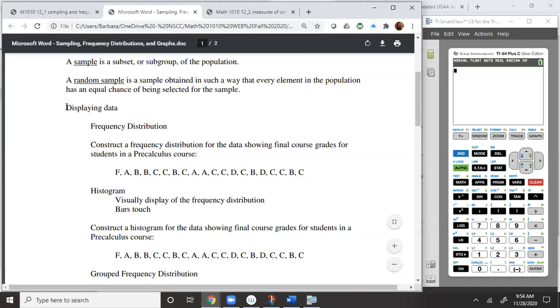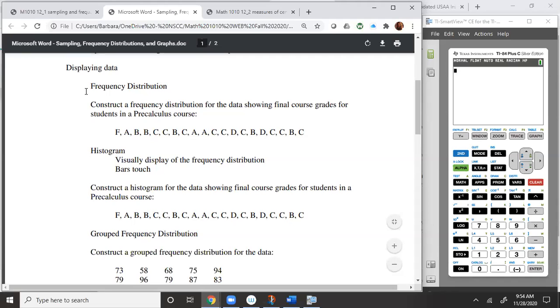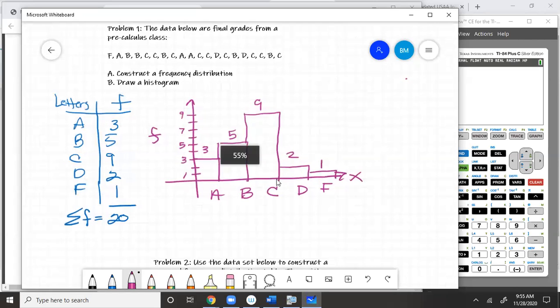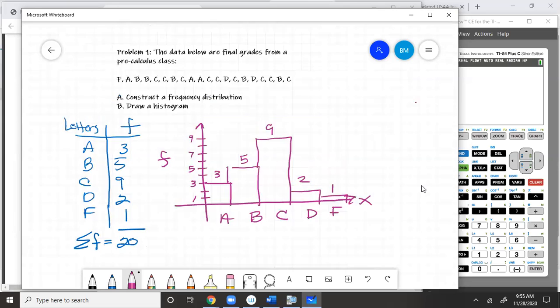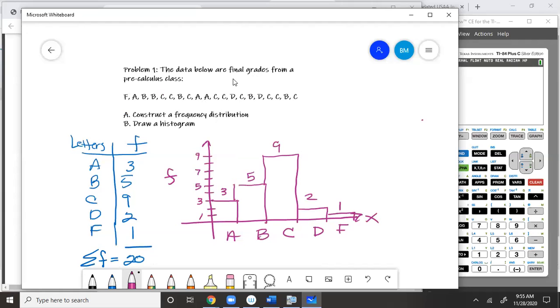So let's begin with the data, and we're going to create a frequency distribution for the data showing final course grades for students in a pre-calculus course. So I brought the information here on my whiteboard, and so the data are final grades from the pre-calculus class, and we have it here. And notice that we have scores from A, B, C, D, and F.